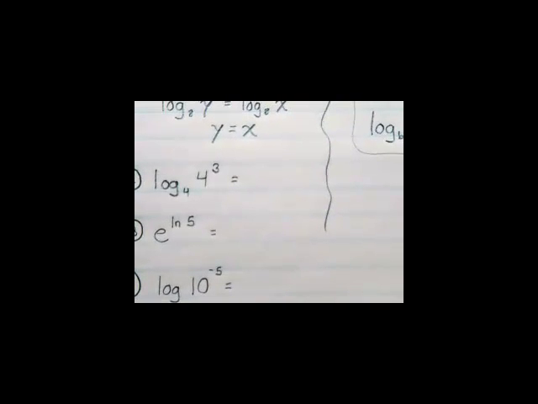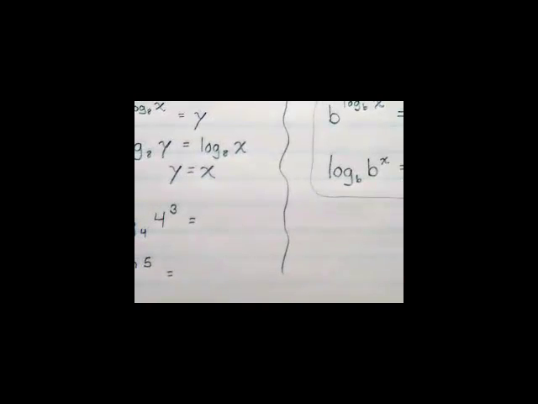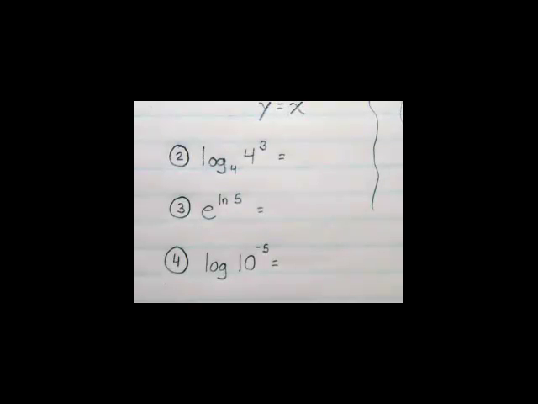Okay, so using those properties that we had up over here, see if you can evaluate each one of those by hand. So what's canceling out, what's left over for each one of those? I'll give you guys a couple minutes to do that.